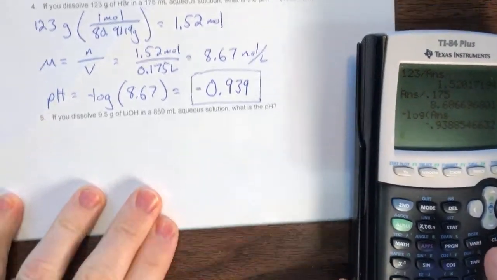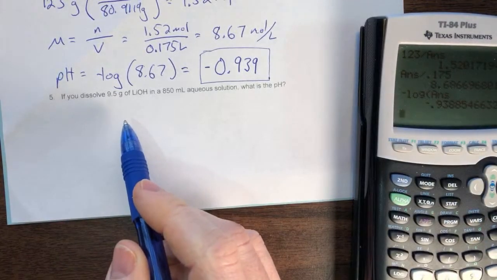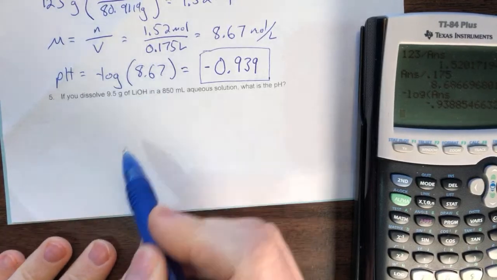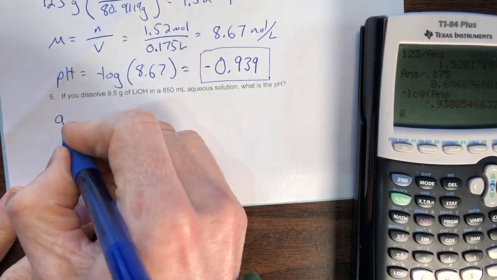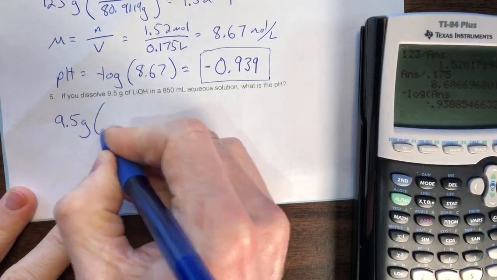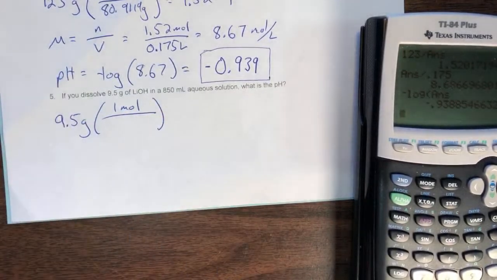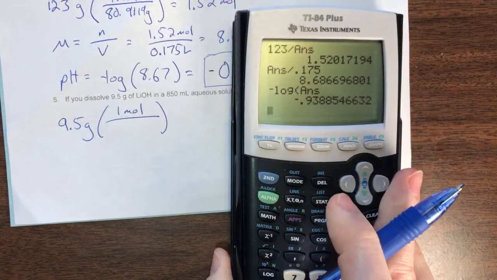With no further questions, let's just do the last one. All right. I think hopefully by now you guys are getting pretty good at this. Last one is lithium hydroxide, 850 milliliters. And so we're going to start once again with our mass, 9.5 grams, and we want to convert that into moles. So 1 mole on the top, and that's going to be lithium hydroxide.